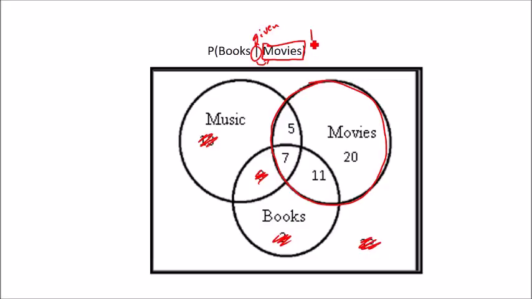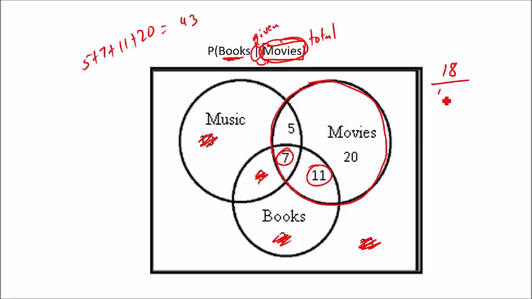So this one is going to be our new total. Again, the given changes your total. So our total is now the 5, the 7, the 11, and the 20. So 5 plus 7 plus 11 plus 20, which is 43. Now, the way we work the problem is once we identify the part we're looking at, we're looking for who are the people that like books inside of the people that like movies. Well, the people that like books are the 7 and the 11. 7 and 11 come out to be 18 out of the new total of 43 people.